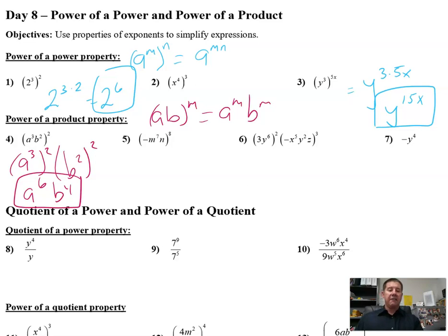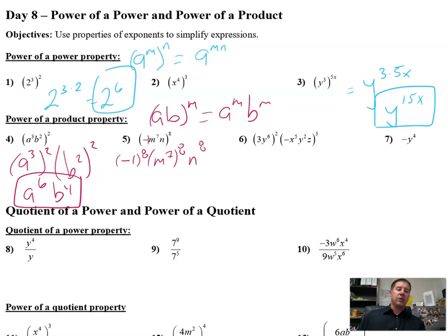On number 5, we've got to be careful here as things get a little trickier. We're raising everything to the 8th power. I say be careful because oftentimes you don't view that negative as a coefficient, but that's really a coefficient of -1. So when I raise everything inside to the 8th power, I've got to raise that coefficient of -1 to the 8th. M to the 7th, I need to raise that to the 8th. And n, I need to raise n to the 8th power.